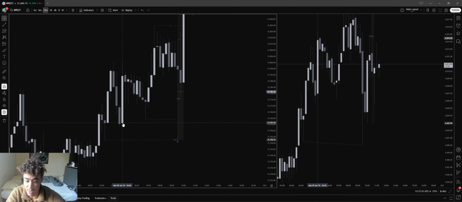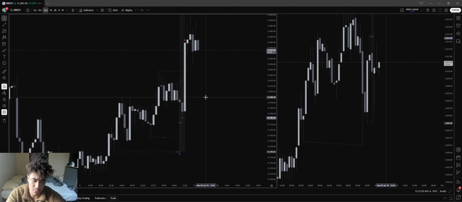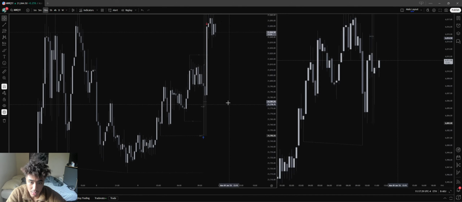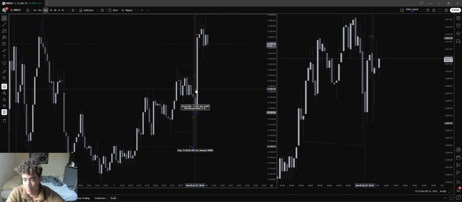And that's when, after taking out this internal as well, we're actually looking to continue to the upside. I'm sure some people shorted this, obviously, looking to continue down to these probably London lows. But this, to me, on the lower time frames, looked like a power of three.